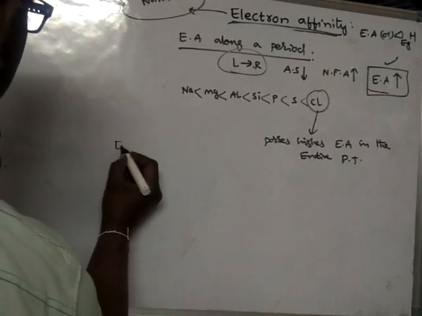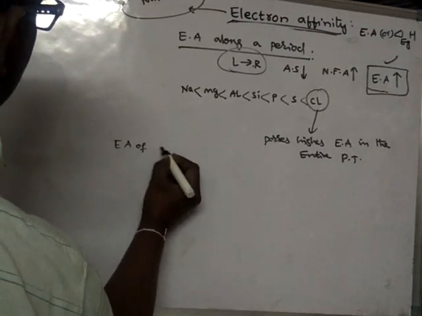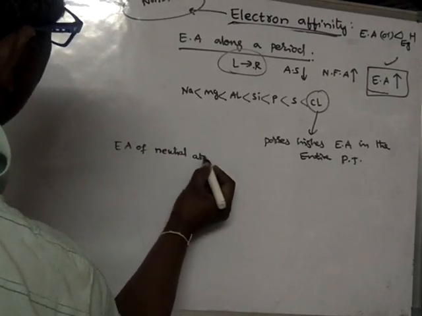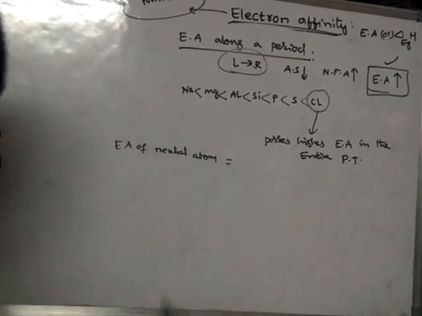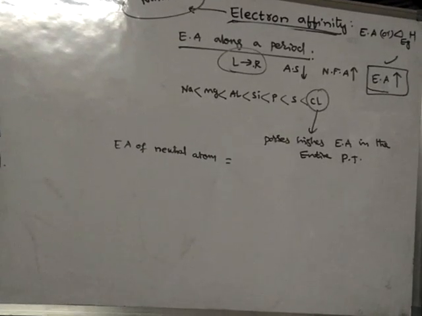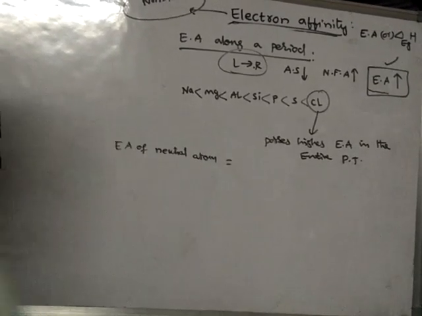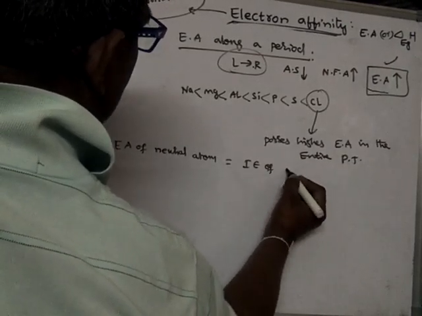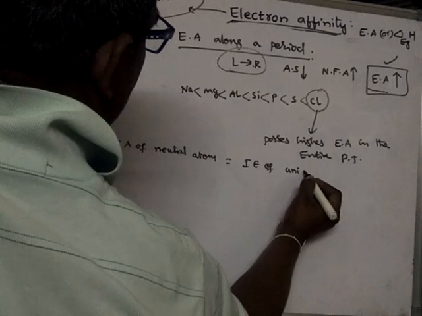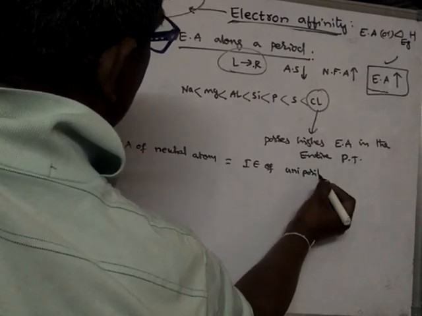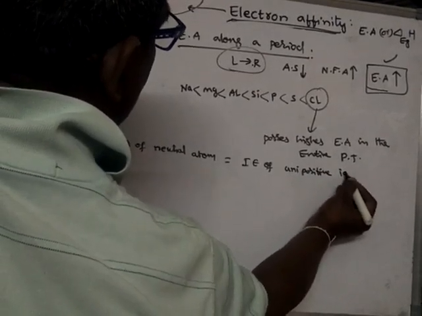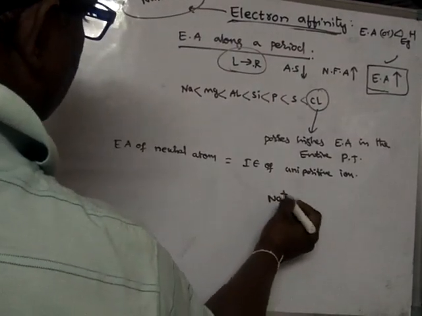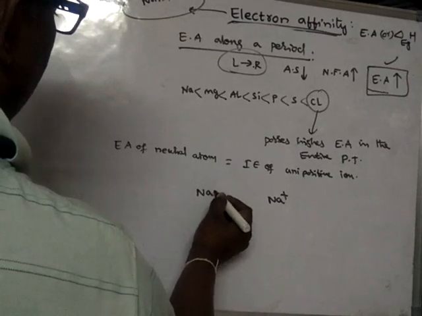Electron affinity of neutral atom is equal to ionization energy of unipositive ion. For example, take Na plus and Na.